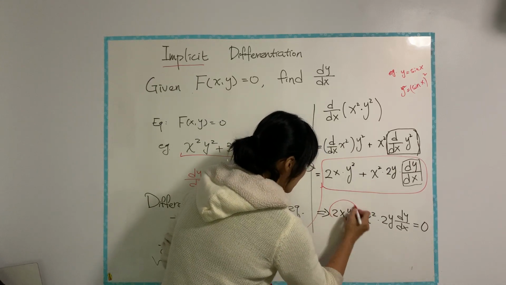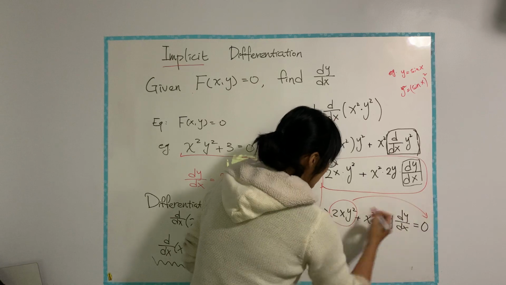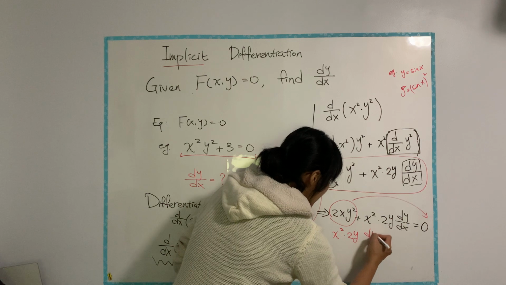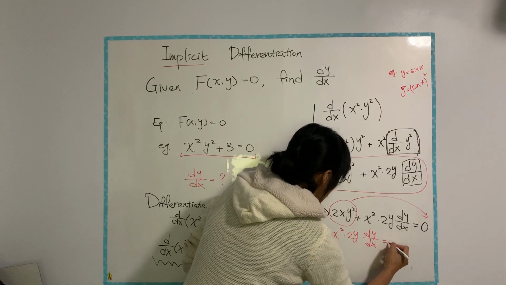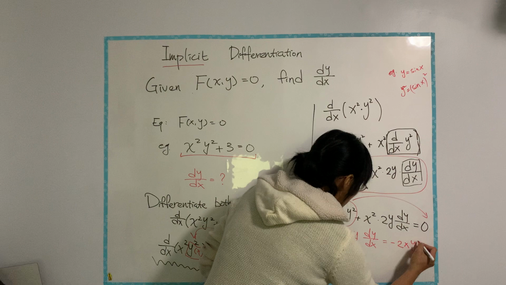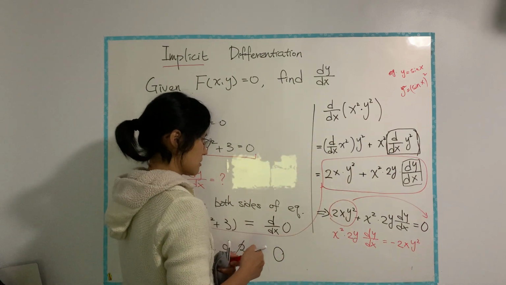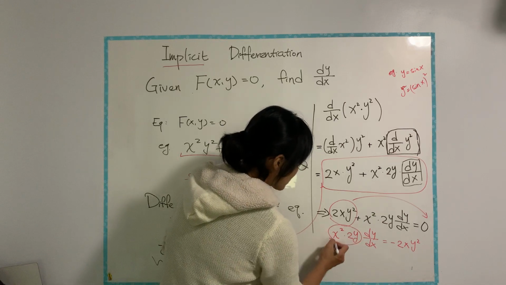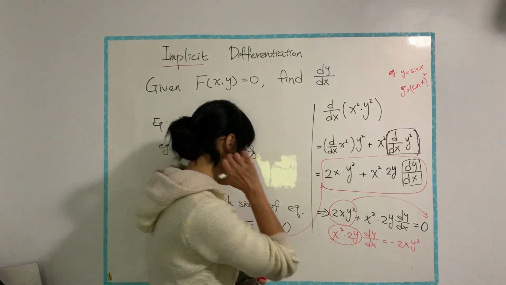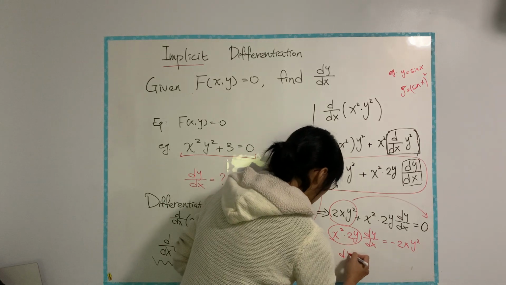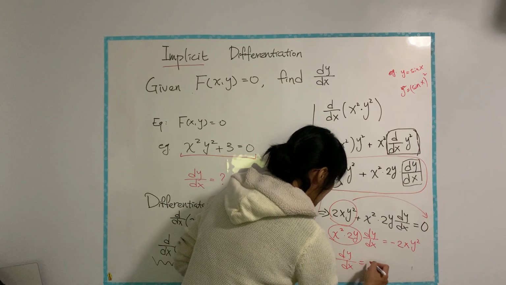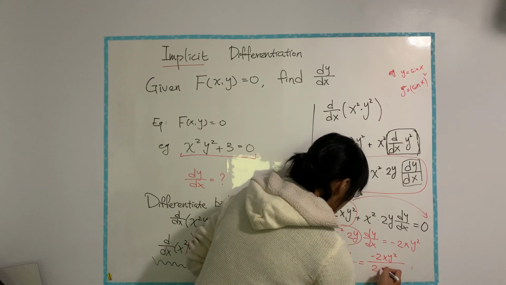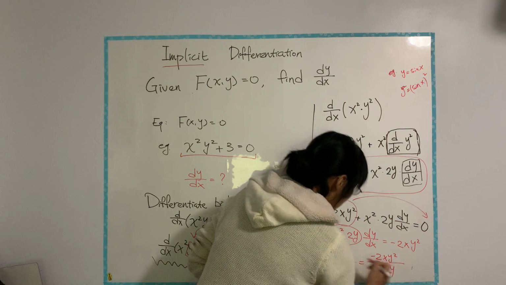I first move this to the other side. So I have x squared times 2y dy dx equals minus 2xy squared. Okay. Now I divide the equation by 2x squared y. So I have dy dx equals minus 2xy squared over 2x squared y.